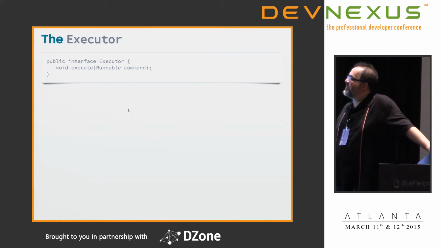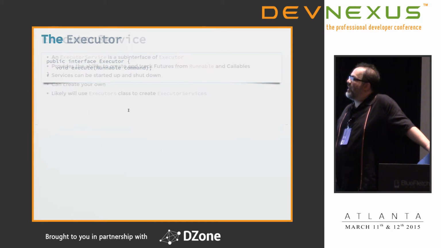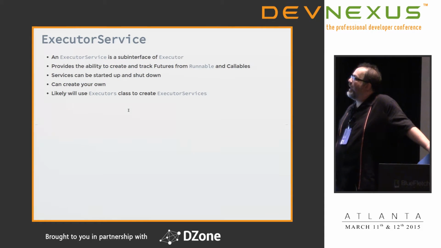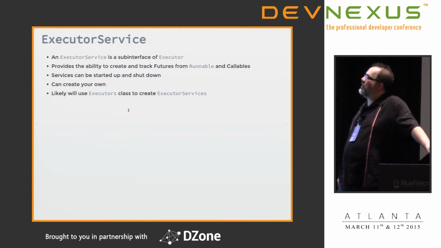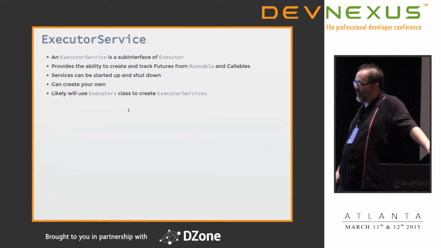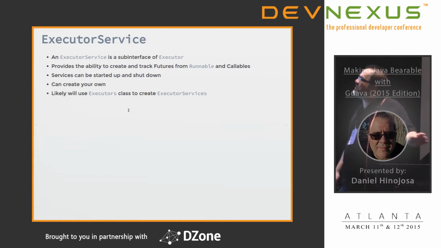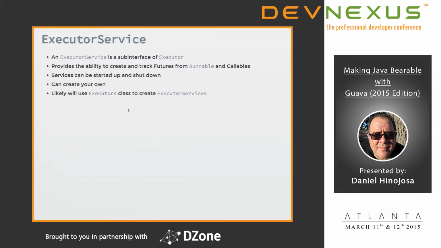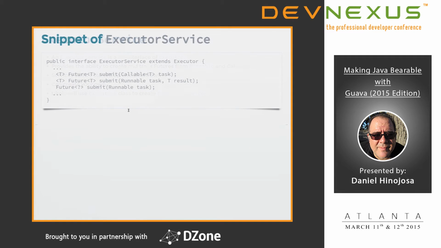Here's the executor. This is the basis of everything. You have an execute and you give it a runnable command. There's an executor service that's a sub-interface of that executor. It has the ability to track futures for us. And services can be started up or shut down. But likely we'll use the executors to create an executor service of our own. So here's a snippet of what that API looks like.